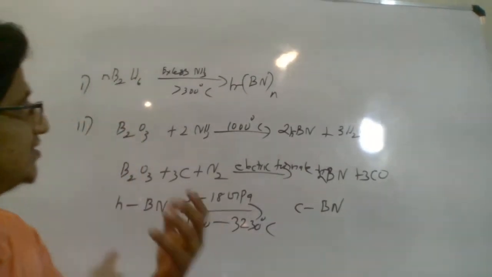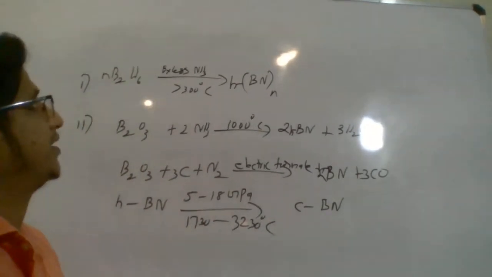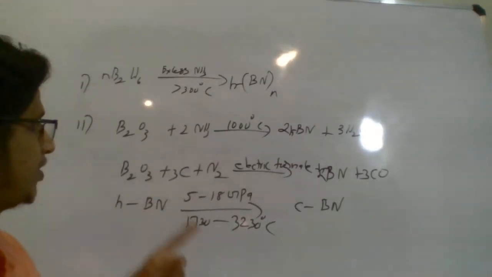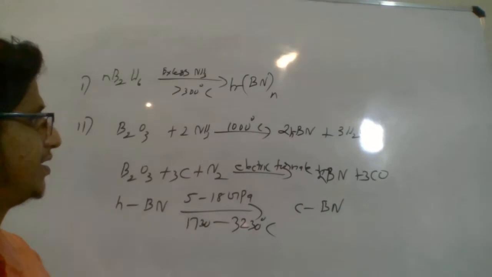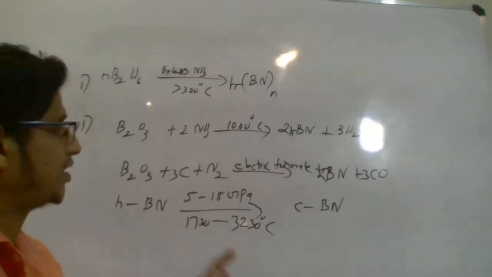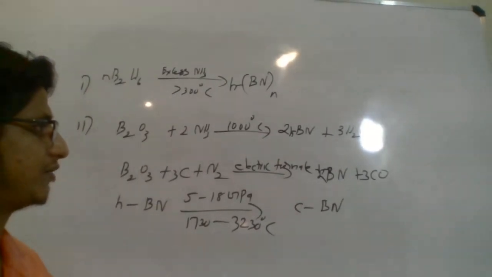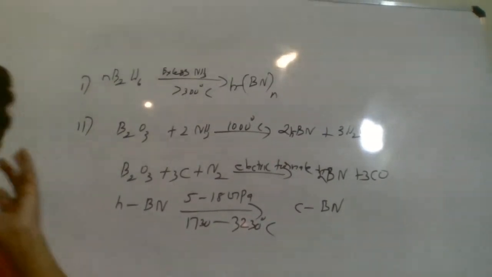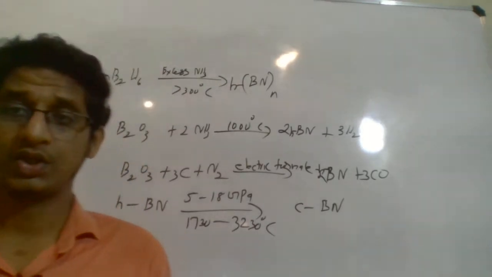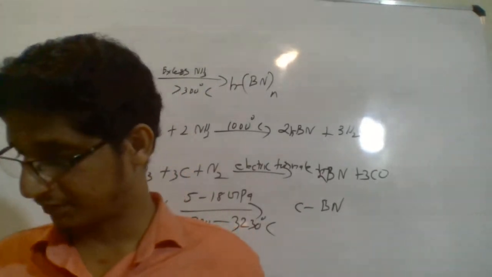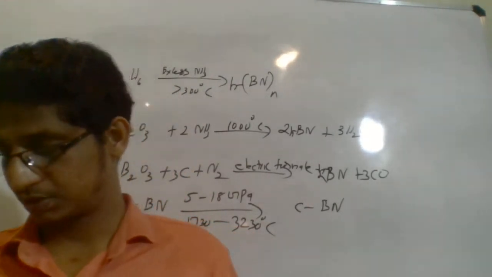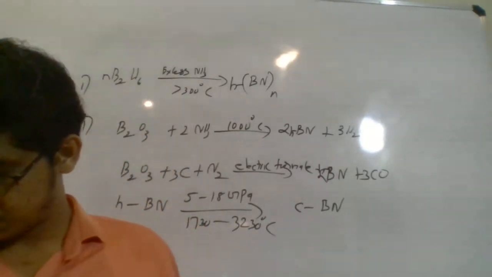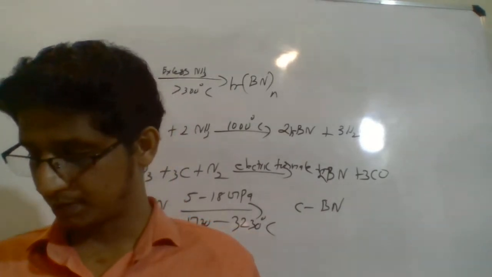Hexagonal boron nitride is synthesized from diborane by treating with excess ammonia at high temperature. Similarly, from boric oxide by treating with ammonia at high temperature, and in presence of a carbon and nitrogen mixture in an electric furnace, you are going to get hexagonal boron nitride. After getting hexagonal boron nitride, we convert it into cubic boron nitride at a very high temperature and pressure. So that is the preparation of hexagonal boron nitride and cubic boron nitride.